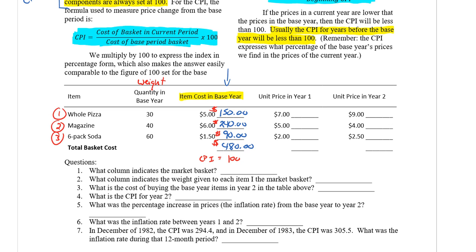What I'm going to do now is pause the video, and I'm going to allow you to fill in the total basket costs for year 1 and year 2. Once we do that, we can work together to calculate the CPIs for year 1 and year 2.